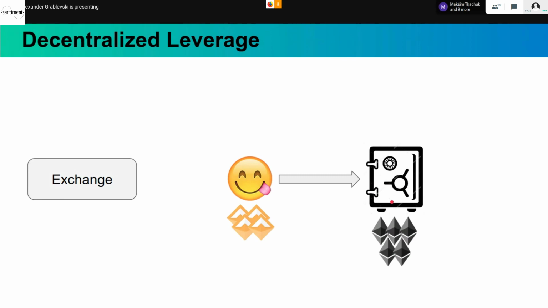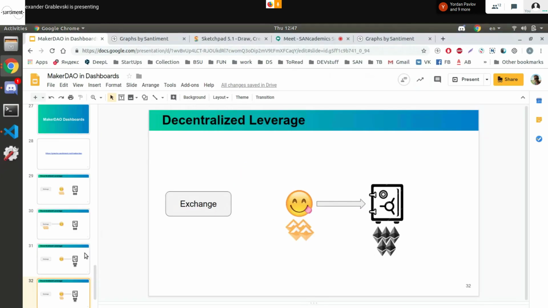That's what we call decentralized leverage. When you get DAI again, you can go back to the cycle: sell DAI on the exchange for Ether, deposit Ether in a CDP, and issue more DAI. That's kind of an infinite loop that could happen.